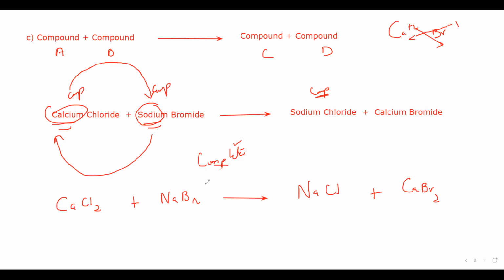The second part is balancing. And to balance, you cannot write the number as a subscript. You can write only the number before the element or compound. There is no oxygen or hydrogen involved, so you can start with any other element. So if I start with chlorine, how many chlorine atoms are there on the left hand side?